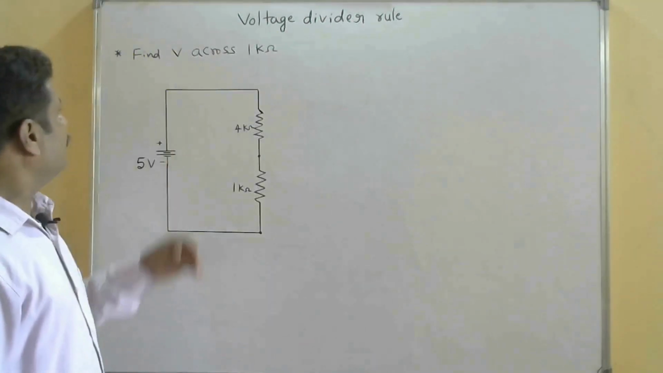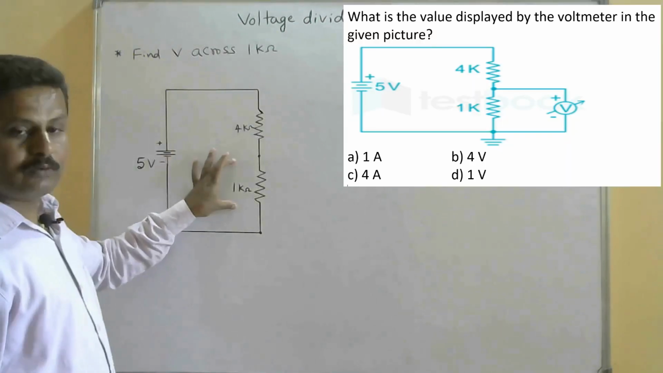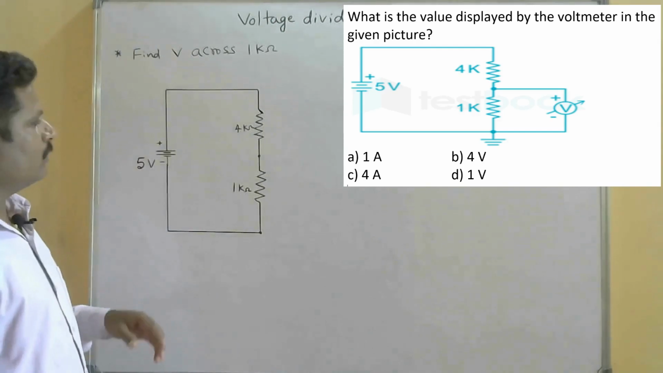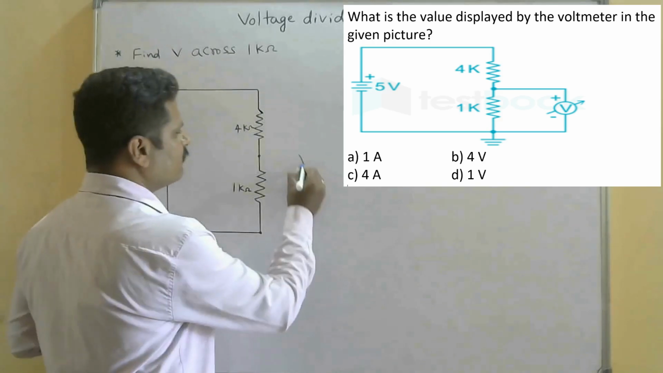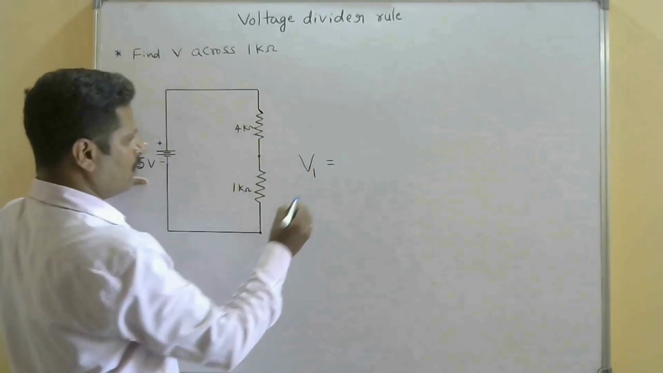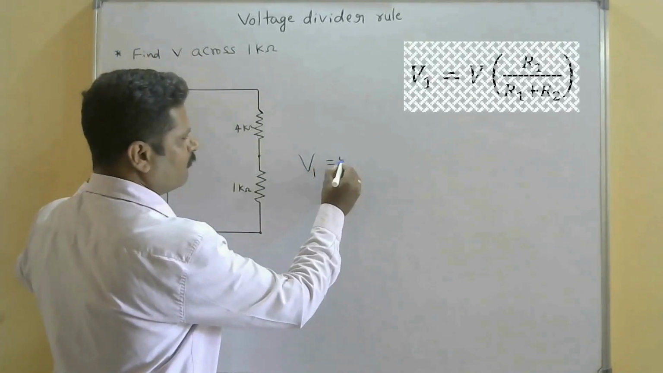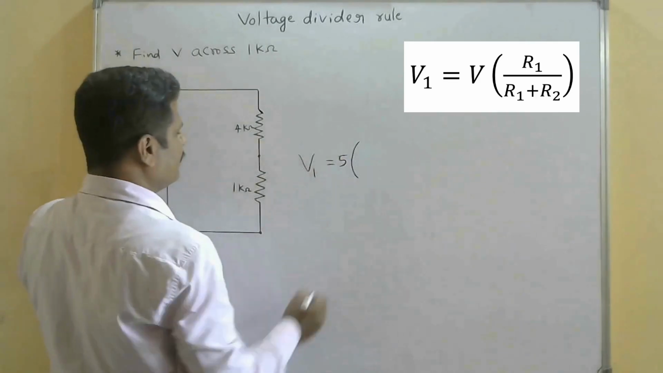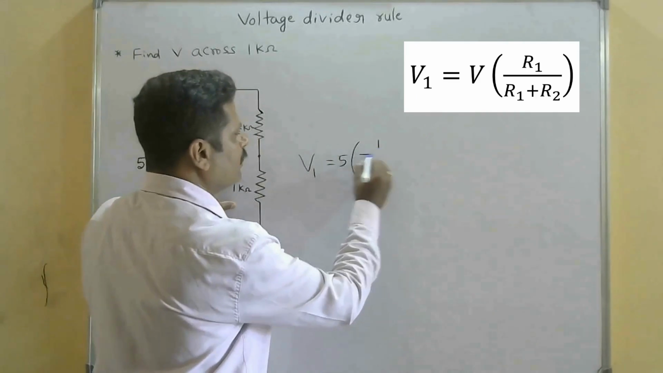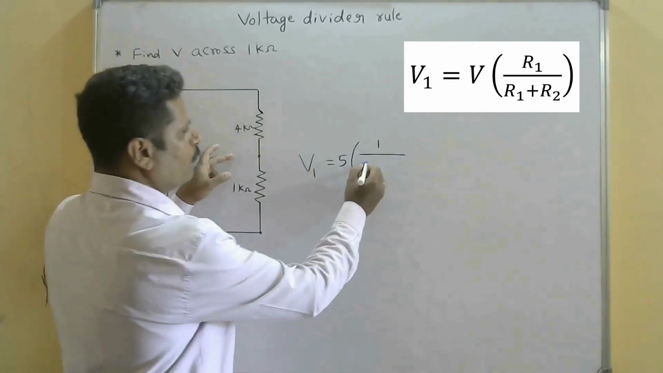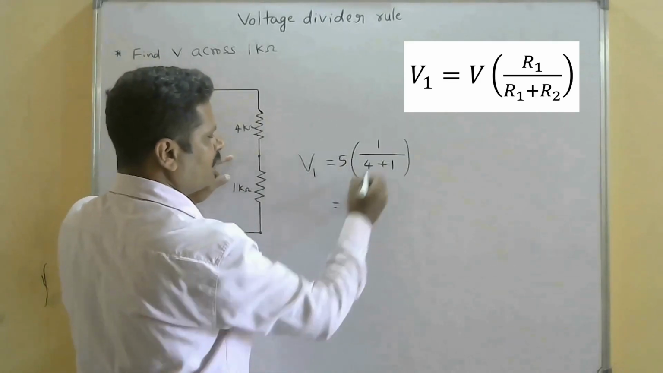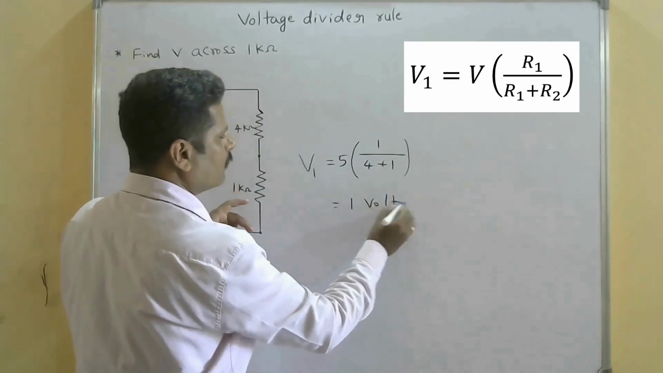Okay, so let me make this concept more clear by solving some numericals. In this problem, we need to find the voltage drop across the 1 kilo ohm resistor. This is a series circuit, so we can directly use the voltage divider rule. The voltage across the 1 kilo ohm resistor is equal to the total voltage applied across the combination, that is 5 volt, times the resistance across which voltage is to be determined, that is 1 kilo ohm, divided by the total resistance, that is 4 plus 1. Here 4 plus 1 is 5, and the 5s cancel, so we get 1 volt.